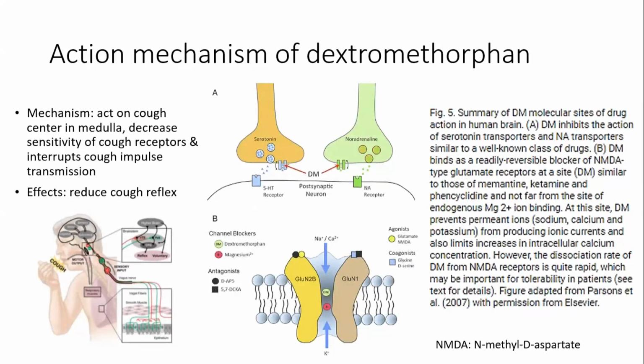The action mechanism dia, there are two ways. The first one is actually they inhibit the action of the serotonin transporter and noradrenaline transporter. And then the NMDA channel blockers, the N-methyl-D-aspartate glutamate receptors, which is actually in the brain. So this is involved with the mechanism of cough reflex reaction. So the dextromethorphan ni dia block the serotonin and noradrenaline transporters, and also act as channel blockers. So they block the cough reflex.